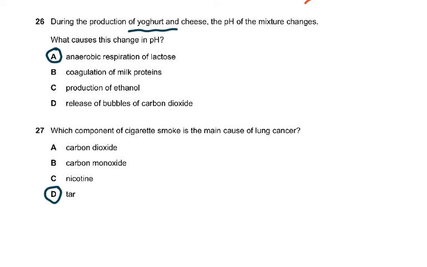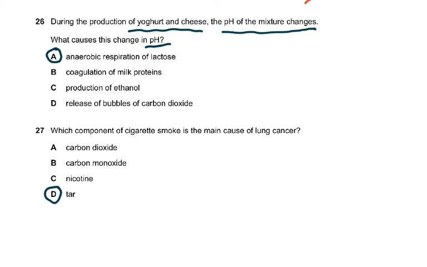Then coming on to question number 26. During the production of yogurt and cheese, the pH of the mixture changes. What causes the change in pH? It's the anaerobic respiration, and what we're talking about is yogurt and cheese. What do we have in yogurt and cheese? We have bacteria. And these bacteria use up the lactose, and that results in lactic acid. So what causes the change in pH? It has to be an acid or an alkali.